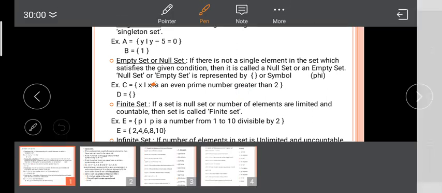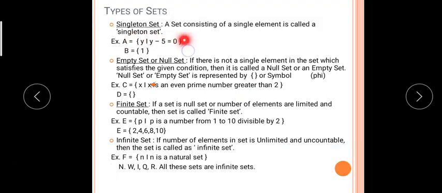Now students, this is a singleton set. B is equal to {1}. There is only one element in the set B, and therefore B is also a singleton set.